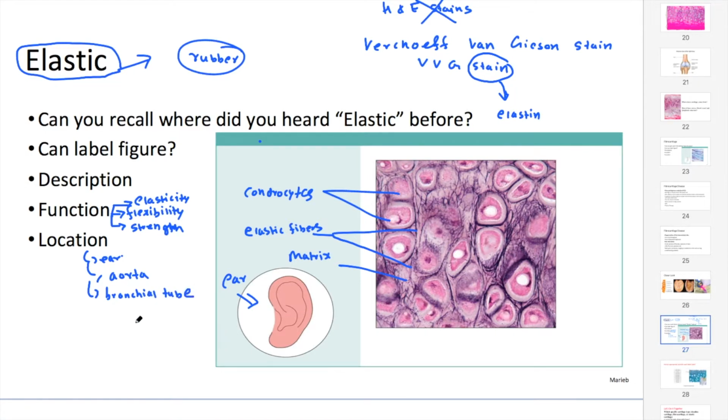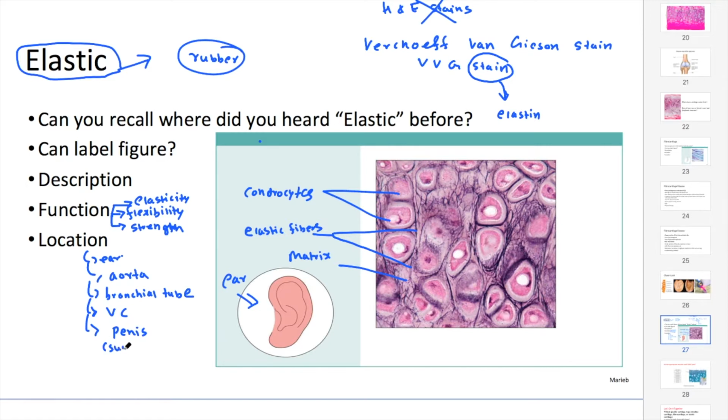Okay, and where else do you find this one? You find this one within certain ligaments in the vertebral column. Okay, and you find this one in the suspensory ligament of the penis. You find this cartilage in the suspensory ligament.